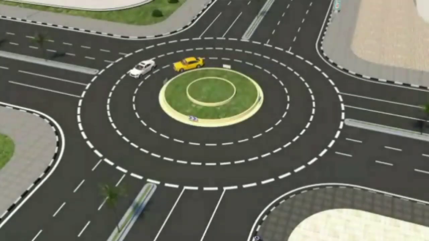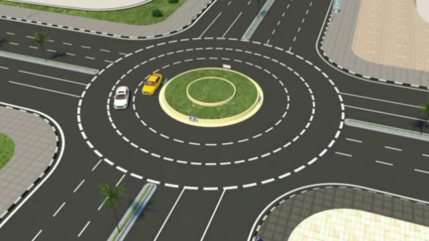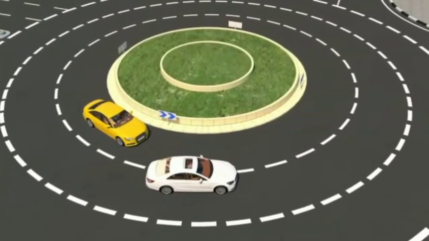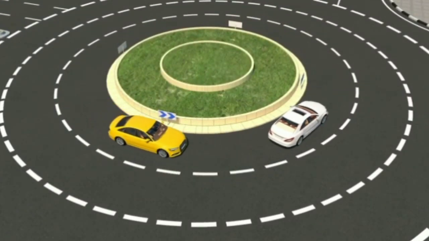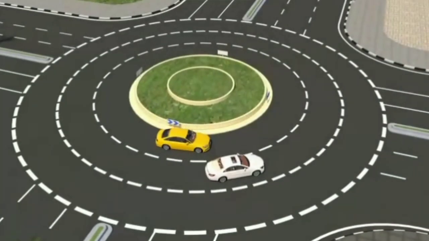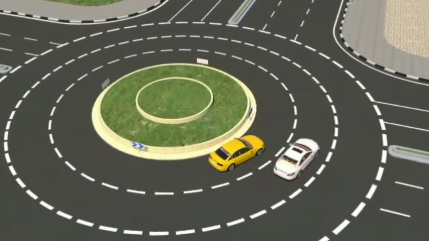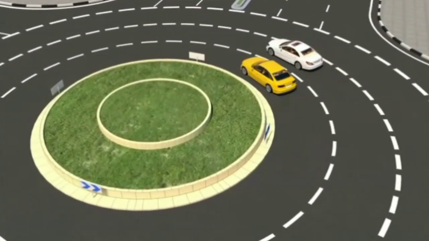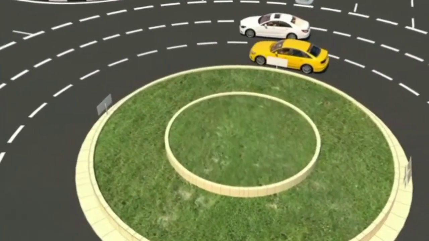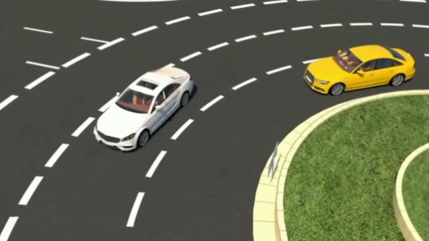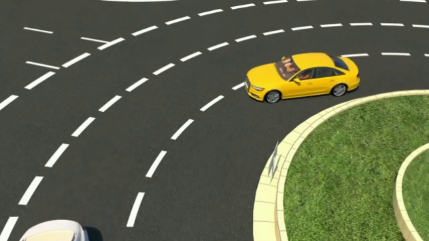Inside roundabouts, the priority is given to the motor vehicle preceding others. In this case, the white vehicle. The priority right in passing is equal for vehicles moving in parallel. The driver that wants to change his direction has to give way to the vehicle that is going in a straight direction.